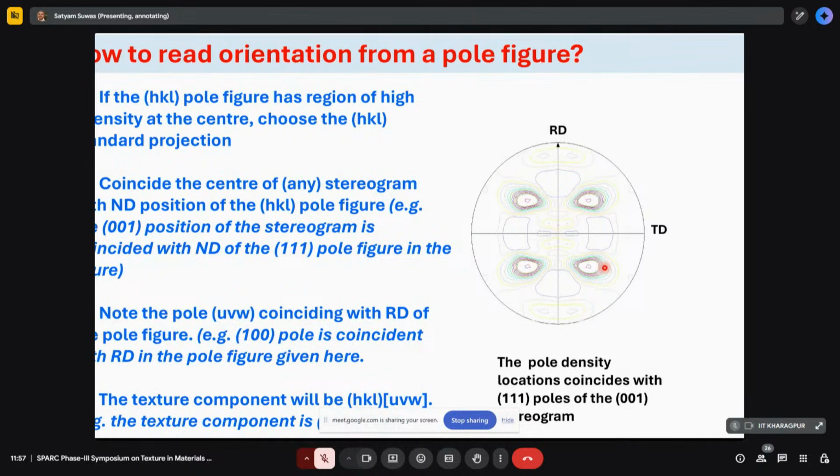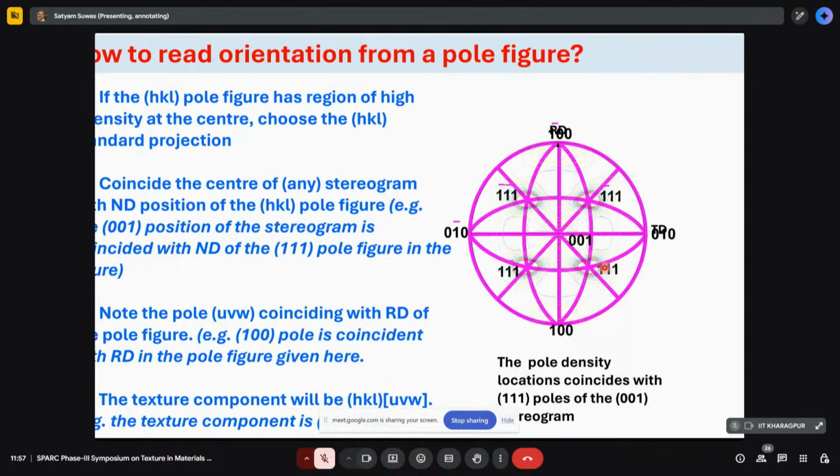So now suppose I have to index it. What is this orientation exactly? Which plane is parallel to RD? Which plane is parallel to ND? Then I will just bring one stereographic projection. This is the simplest one I am showing you here. So this is the first one itself.